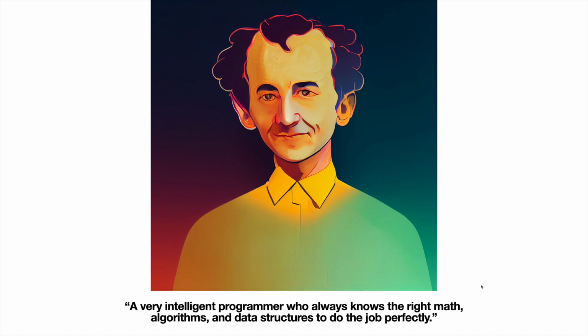So this is another prompt that I put in. Very intelligent programmer, always knows the right math, algorithms, and data structures to do the job perfectly. Obviously, this person is much older. He's already kind of starting to bald. He's got that very smug, sort of arrogant look. That "I know what's right for you." I'm going to tell you about all these perfect abstractions, and he looks like one of those master of the universe types of people. You might think that that's what you need to be in order to make a game engine.